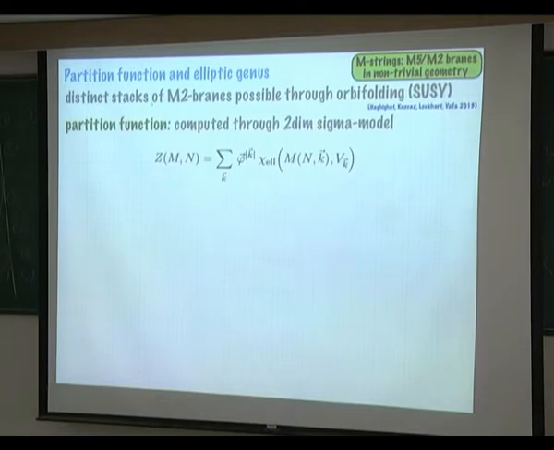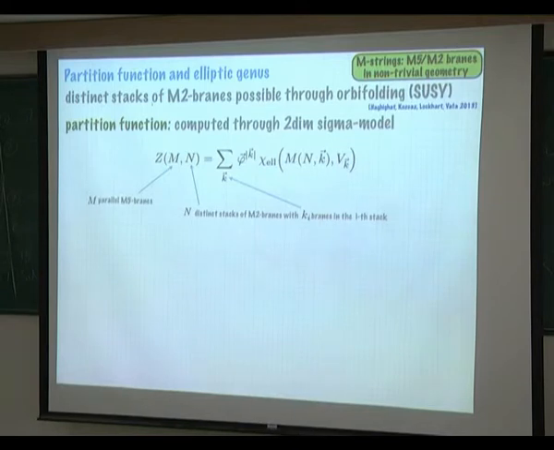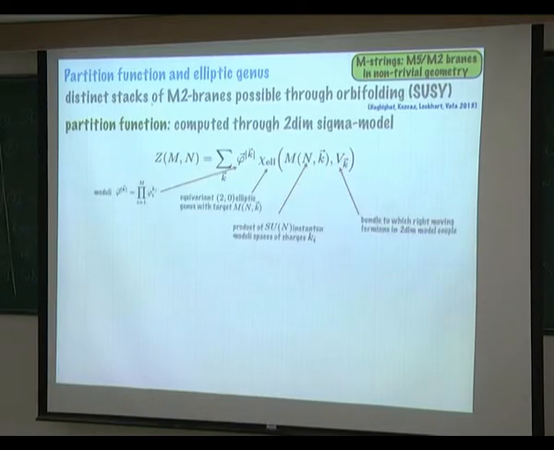The punchline, however, of what they argued in the first paper is that if you look at this paper, then you can calculate the gauge theory partition function through a two-dimensional sigma model. And the equation you find for generic M is like this. So the setting is you have M parallel M5 branes and N distinct stacks of M2 branes, each of which has K_i branes in the i-th stack. So this explains this number as K here.